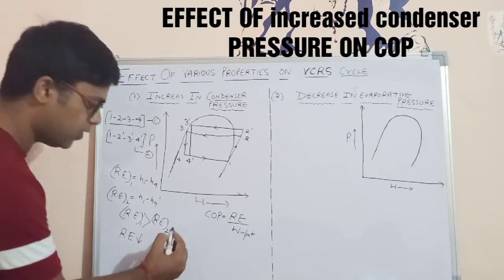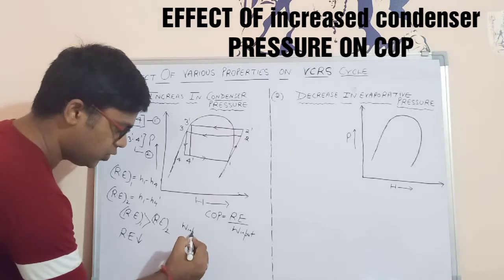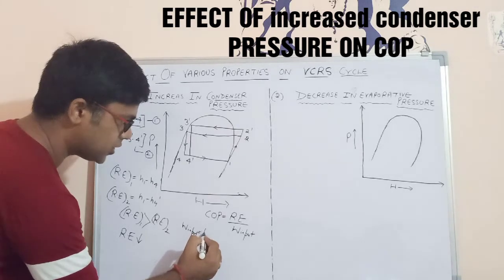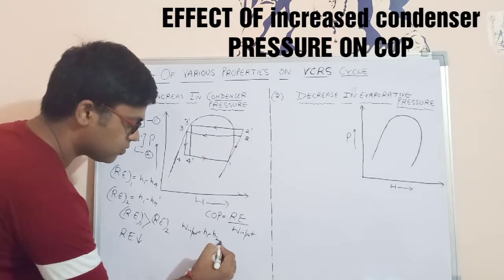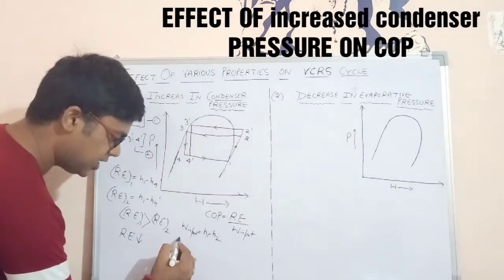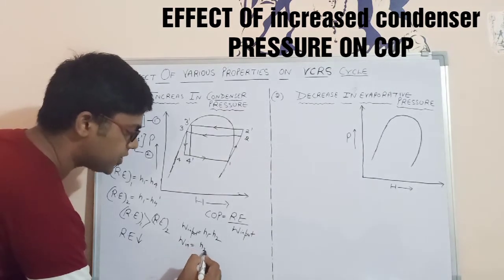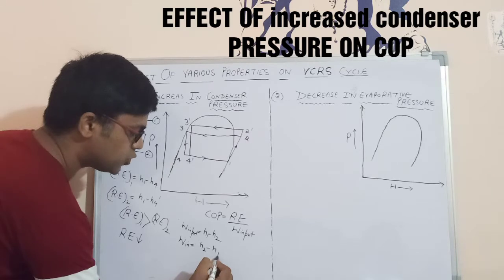Now if we talk about the work input, it will be equal to H1 minus H2 for the initial case, the first one, and secondly, for the second case it will be H2 dash minus H1.